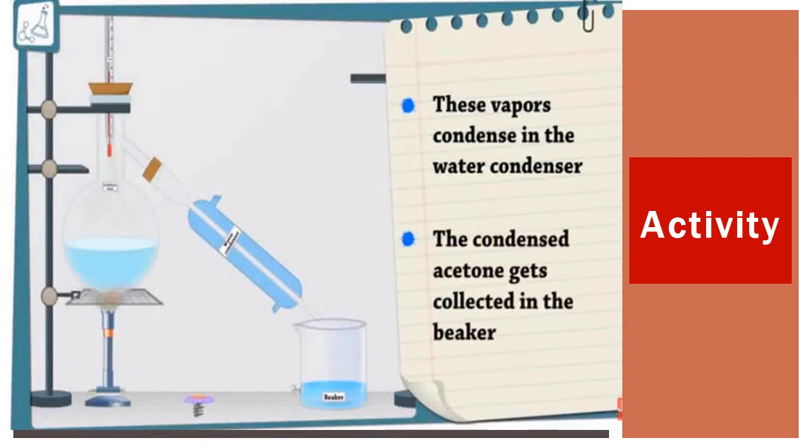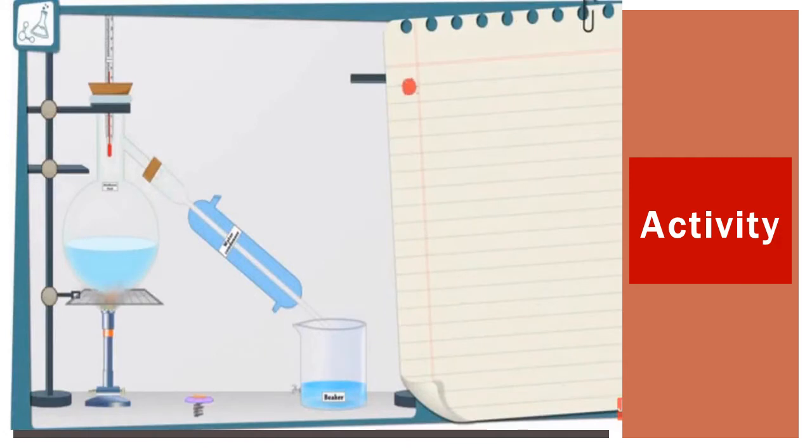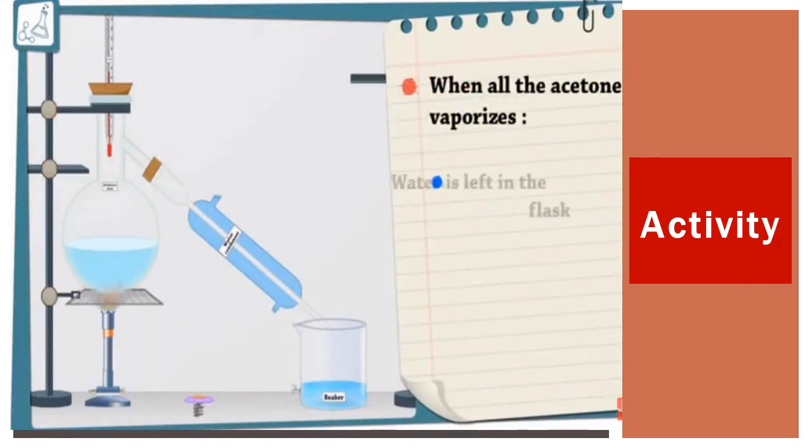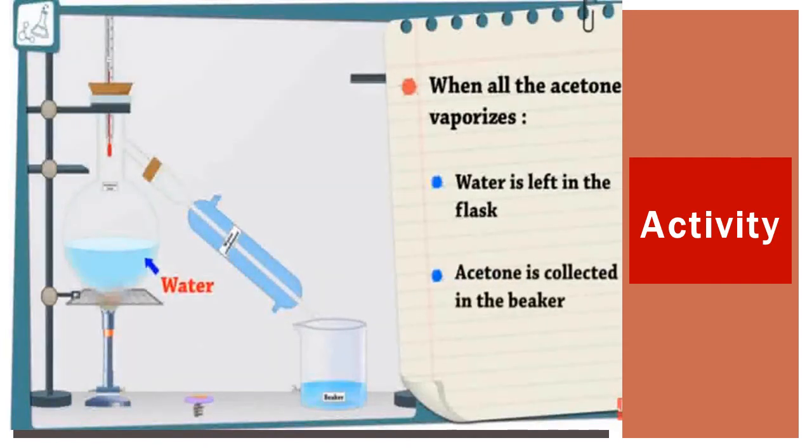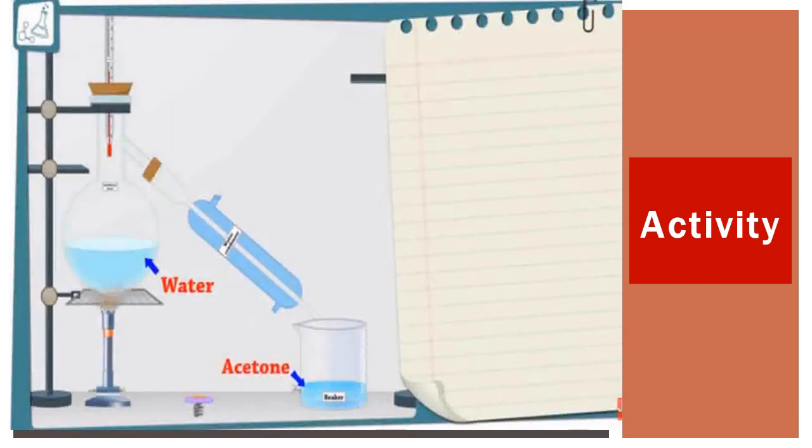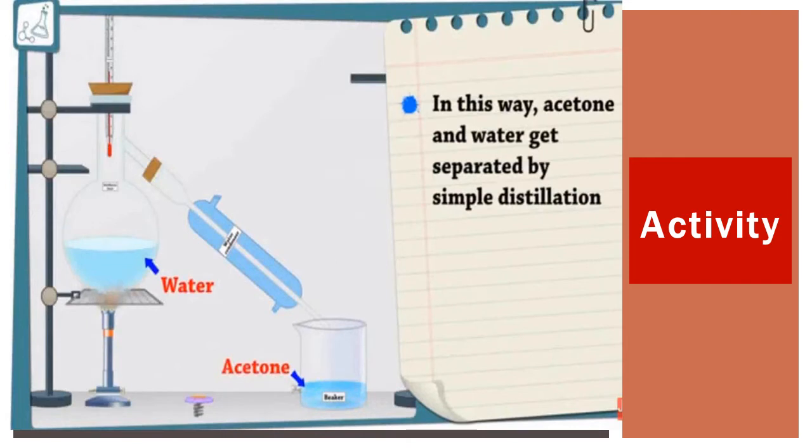The condensed acetone gets collected in the beaker. When all the acetone vaporizes, water is left in the flask. Acetone is collected in the beaker. In this way, acetone and water get separated by simple distillation.